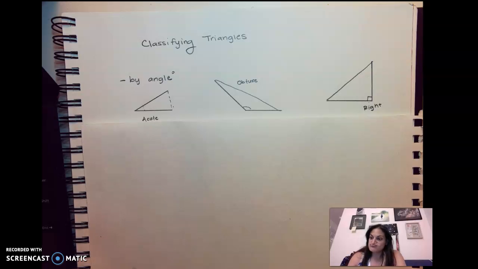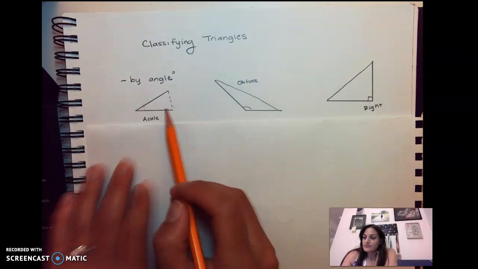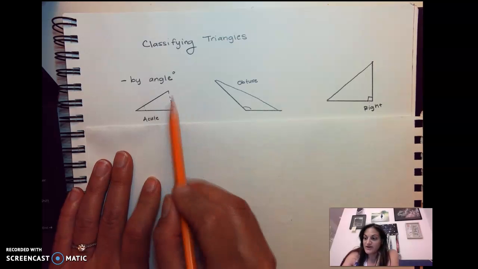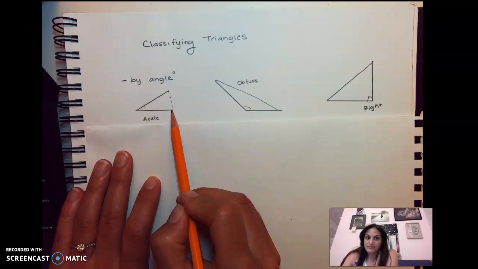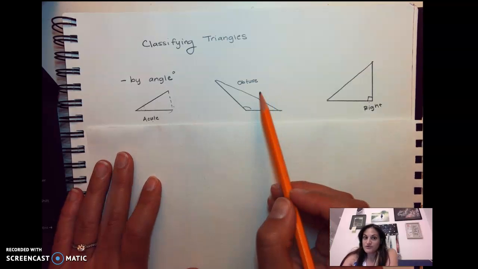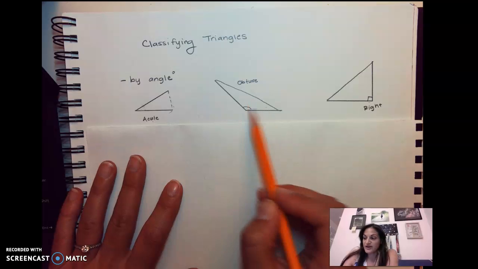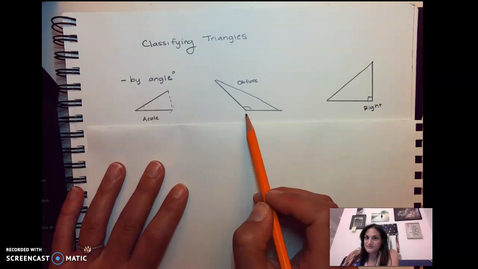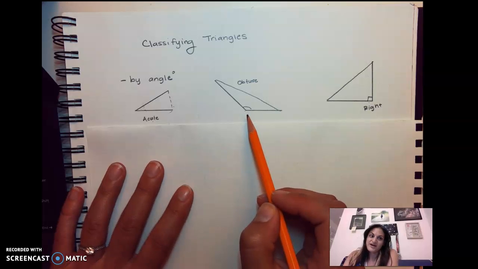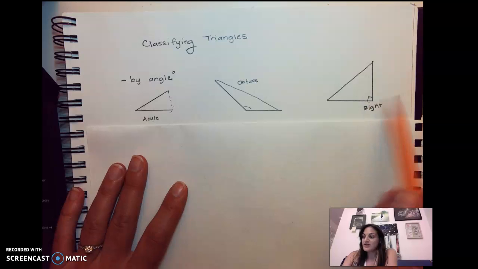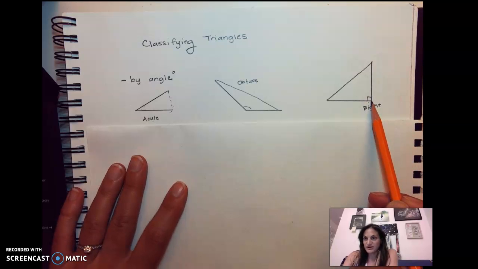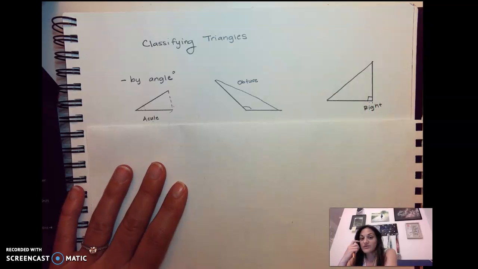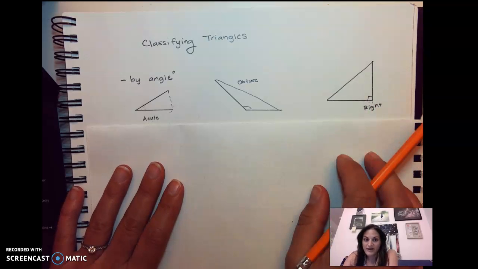An acute triangle is a triangle that has only 3 acute angles. An obtuse triangle is a triangle that has 1 obtuse angle. A triangle cannot have 2 obtuse angles because it's impossible, and we'll get to that in a second. A right triangle has a right angle in it, and again, you can only have 1 right angle in a triangle. We will come back to that later.